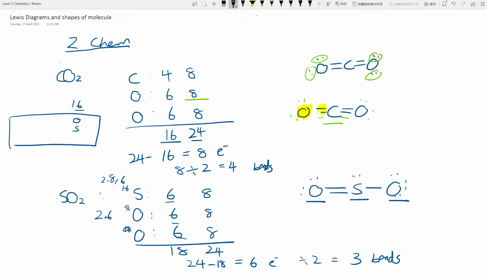So you need to be able to do the Lewis diagrams. It's very, very essential that you do know how to do these, because if you can't do Lewis diagrams, you can't do shapes. If you can't do shapes, you can't do polarity.